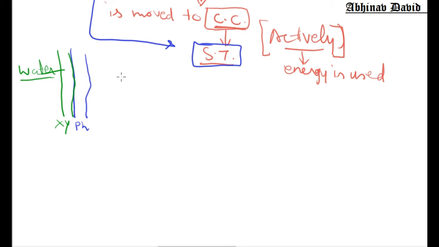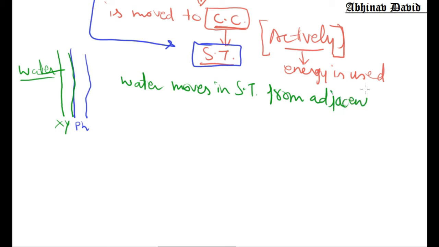The water moves in the sieve tube from the adjacent xylem, the nearby xylem. So the water from here moves into the phloem. Now phloem already contains water, but because the sucrose has moved there, the sucrose gets dissolved in the water present in the phloem and the osmotic pressure decreases.